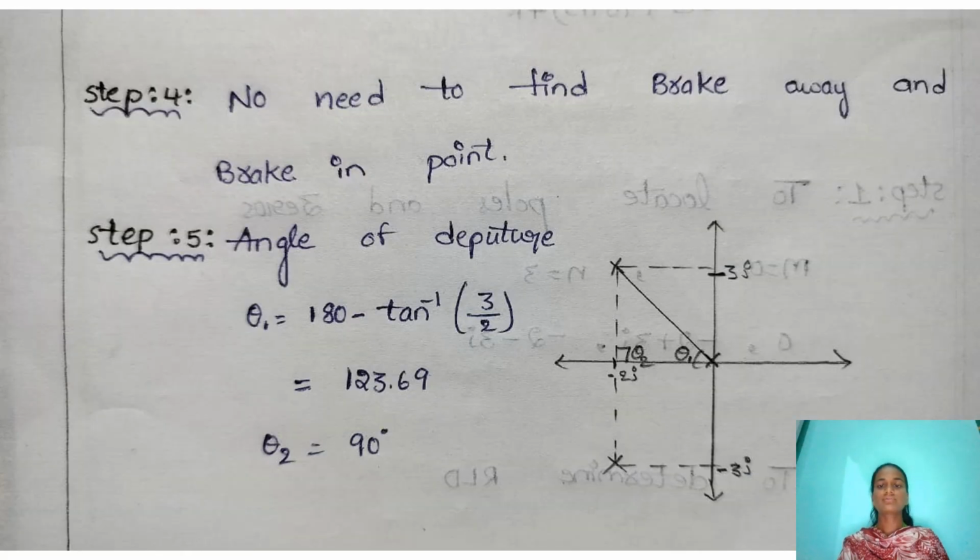Step 4 is to find the breakaway and break-in points. In this problem there is no need to find the breakaway and break-in points. Step 5 is to find the angle of departure. Here theta 1 is 180 minus tan inverse of 3 by 2, and the value is 123.69 degrees, and theta 2 is 90 degrees, and we have to locate 123.69 degrees and 90 degrees here.